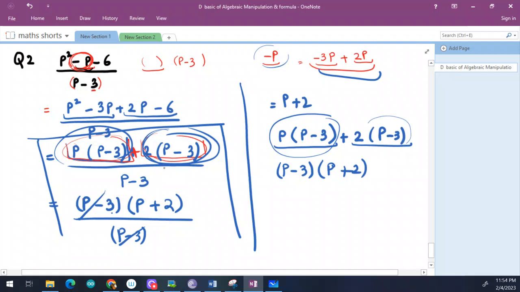So I think this question is a little bit tricky compared to the previous one. We will wind up here with this question number 2.